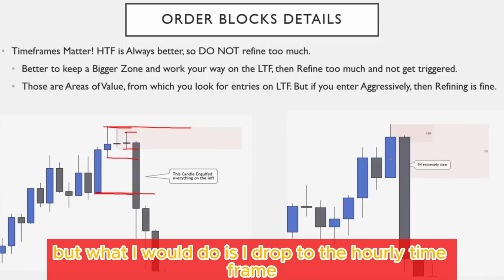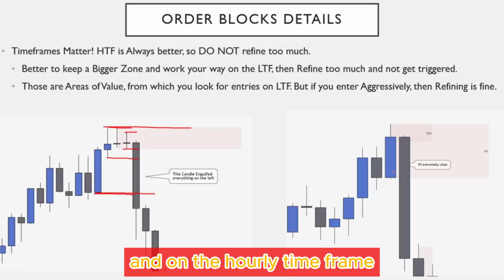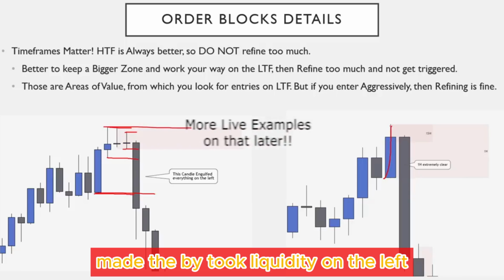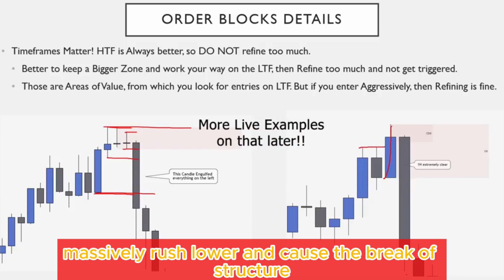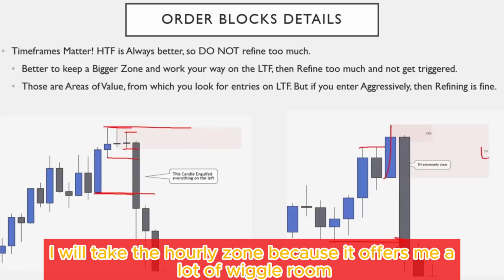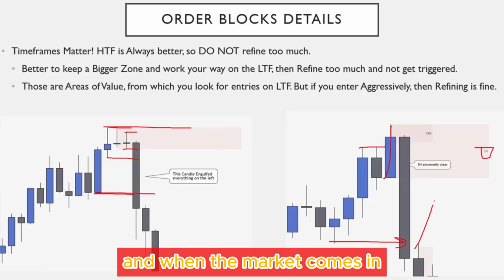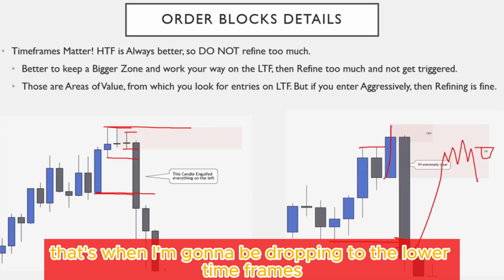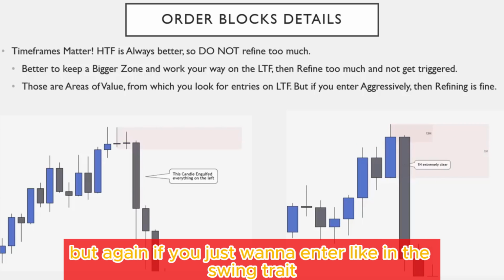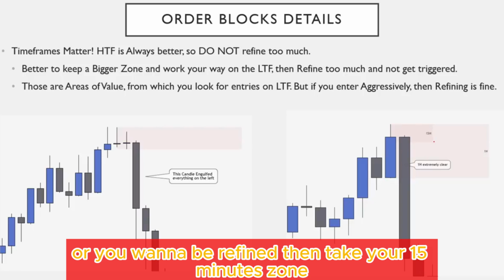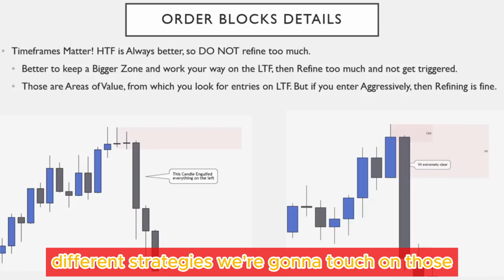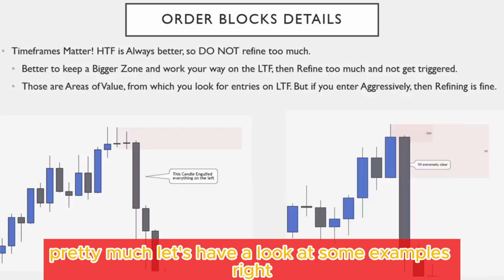But what I would do is drop to the hourly time frame, and on the hourly time frame we have a textbook bullish candle. We have a textbook order block right there. It made the buy, took liquidity on the left, massively rushed lower, and caused the break of structure. In this case, I would take the hourly zone because it offers me a lot of wiggle room, and when the market comes in, that's when I'm going to be dropping to the lower time frames and looking for my entry patterns. But again, if you just want to enter like in a swing trade or you want to be refined, then take your 50-minute zone, set your limit right there, and stop loss above. Again, different strategies. We're going to touch on those a little bit later in the next video.